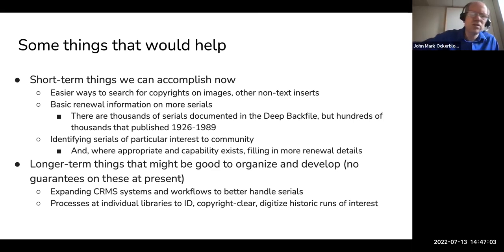Short term, there are also a few things that we can accomplish now to help move things forward, and we'll be doing some of these things in the workshops. As Christina mentioned, it would be nice to have easier ways to search for copyrights and images. The renewal rate for images, by the way, is in fact very low.